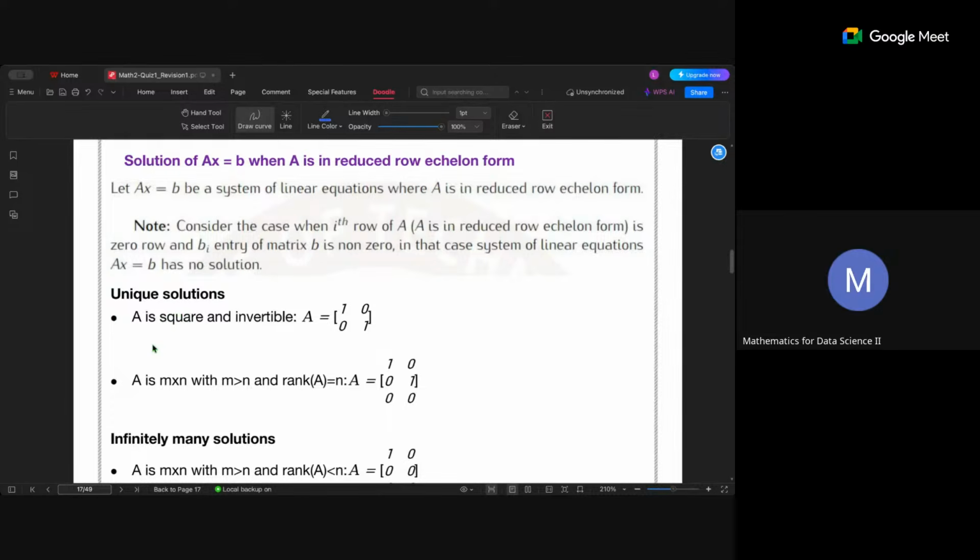All right, fine. So here, unique solutions. What are the scenarios where you will have a unique solution for a non-homogeneous system? Already we have seen the scenarios for a homogeneous system. Now we will look at the non-homogeneous system. What are the scenarios when we will have a unique solution?